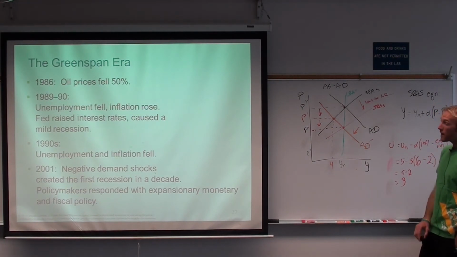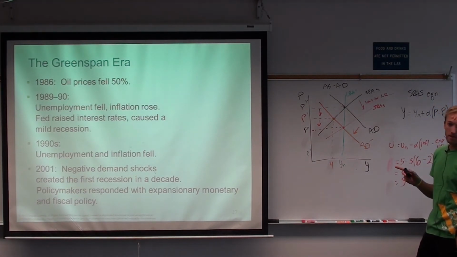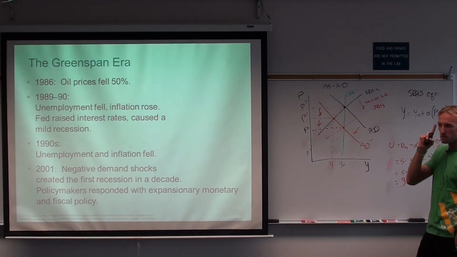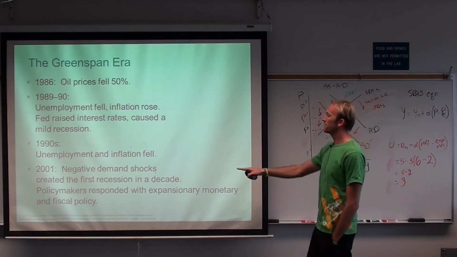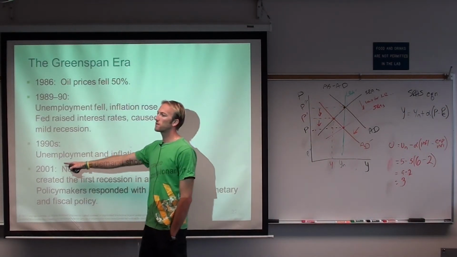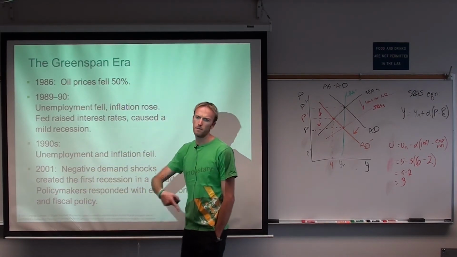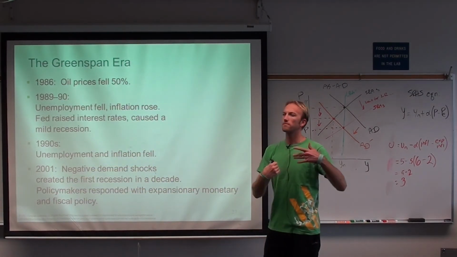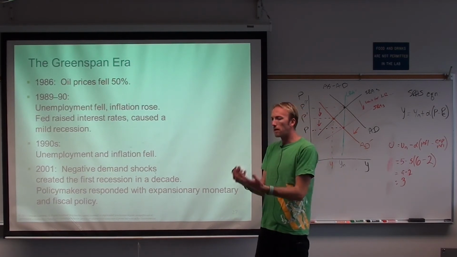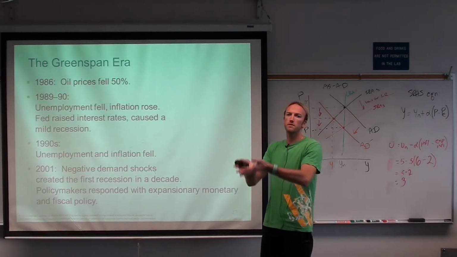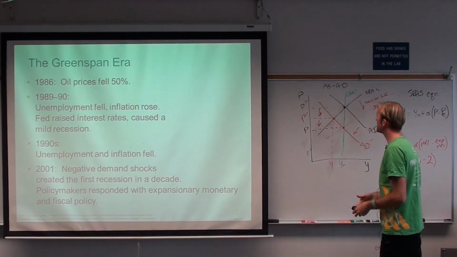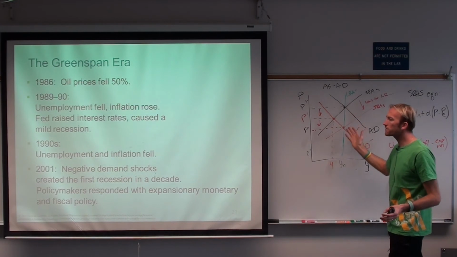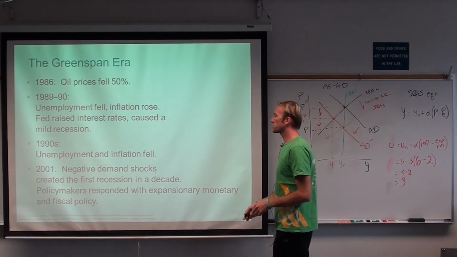And 2001, anybody remember what happened in 2001? This was the first bubble that I was old enough to really see it happen and see it coming, right? 2001 tech market bubble. Same thing as the housing bubble pretty much, but people were buying technology stocks. Over-leveraging, taking out too much money, buying stocks, pushing the price of stocks up, and then the bubble popped, right? So when the bubble popped in 2001, what happened? AD curve shifted to the left. It created the first recession in a decade.